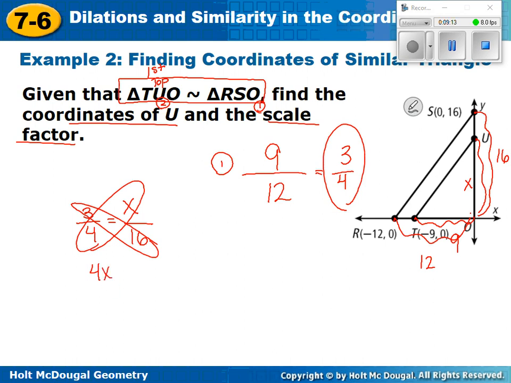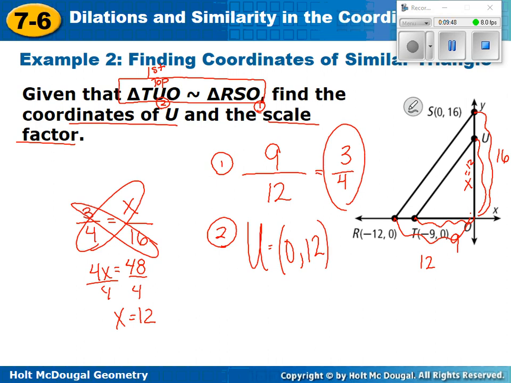So you have 4x equals, which is 48. And then we're going to divide by 4. And what is x? 12. Now it asks you to find the coordinates of point U. So 12 is the distance of that side, but what would the actual coordinates for point U be if this length is now 12? 0, 12. So the second part of the question is, what is point U? Point U will be at 0, 12.